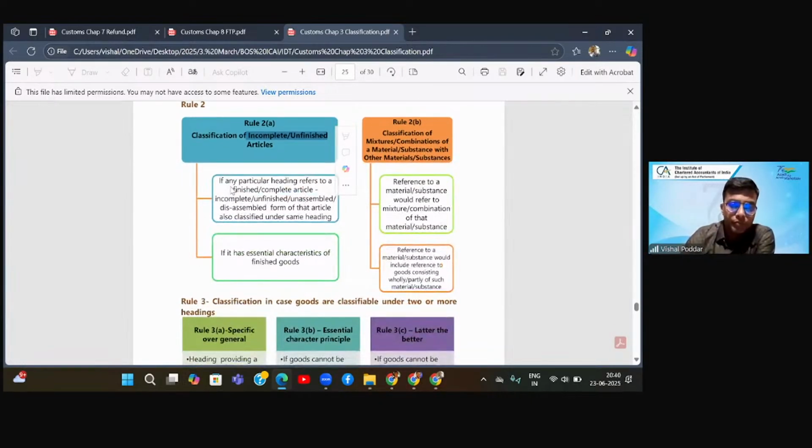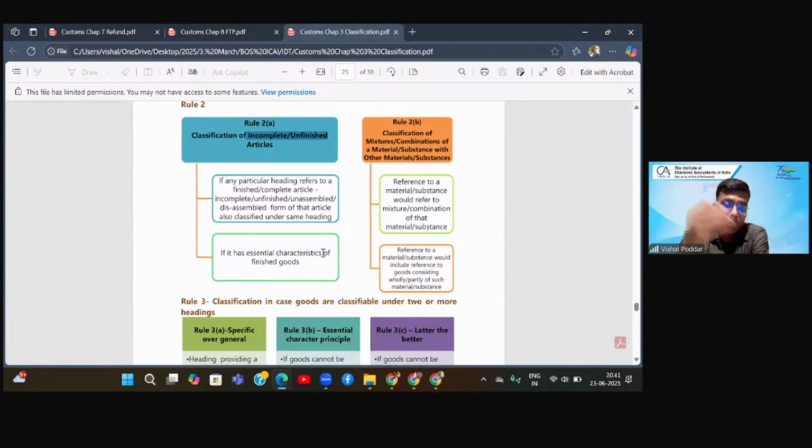Now, if any particular heading refers to a finished or complete article, incomplete, unfinished, unassembled, disassembled will also get classified under the same heading. In short, a cycle, even though sent to you in unassembled form, so practically what is getting delivered is not a cycle, it is all parts separate, but it will be classified in the heading of cycle if it has the essential characteristics of the finished goods.